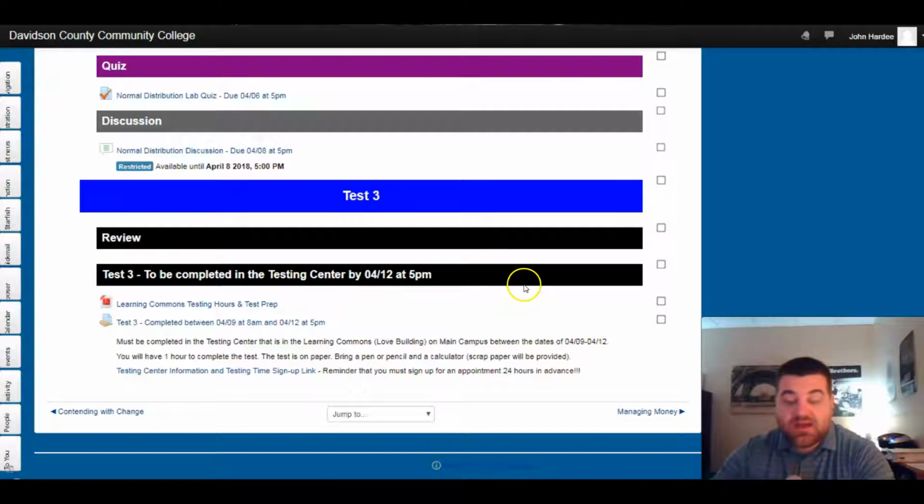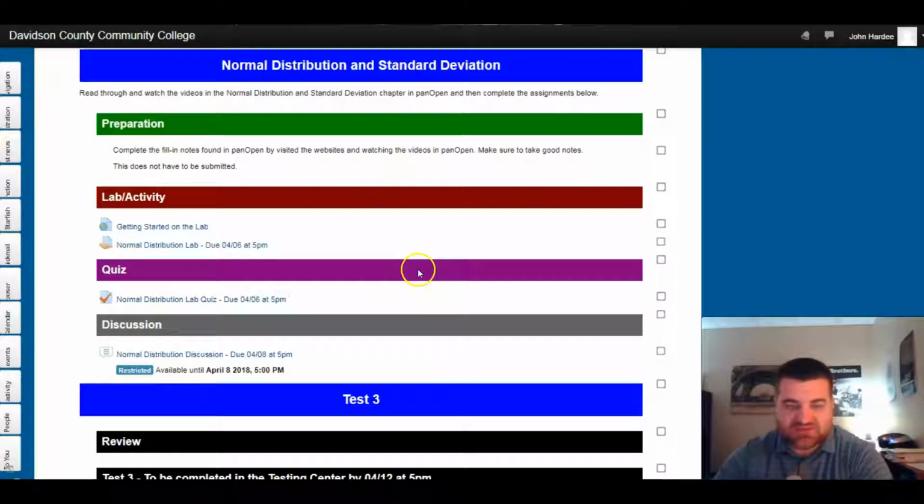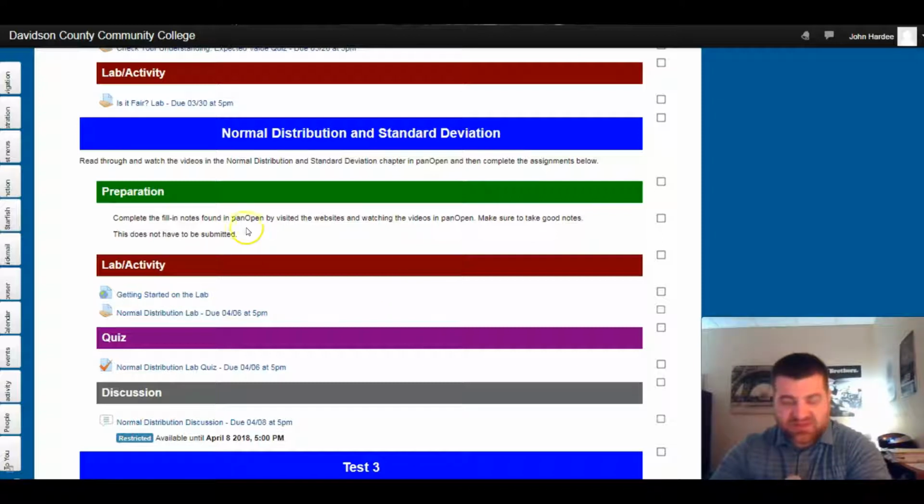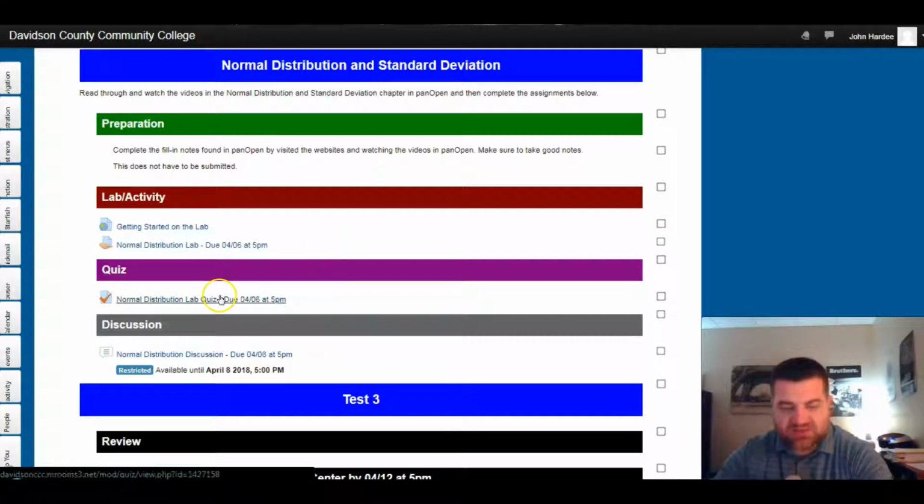Okay. Then after test 3, we're moving on to the 4th book, and we only have a couple more weeks left, so we're moving pretty fast. So make sure, get working on this week's assignment. Make sure to fill out these notes, and hold on to these, especially if you're going to 152. We have the one lab, with the kind of starter video for that lab. Make sure to watch that. The quiz for the lab, and then the discussion on normal distribution. That'll be due on Sunday.